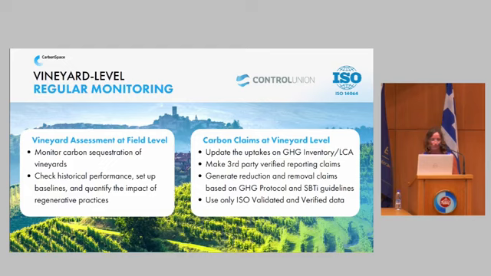There are two major use cases for using our technology. First of all, CarbonSpace can be used for regular monitoring at field level, and also to generate claims based on the changes in agricultural practices that were implemented, for instance. I will share 3 examples.